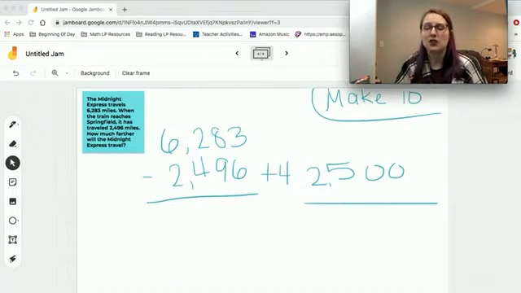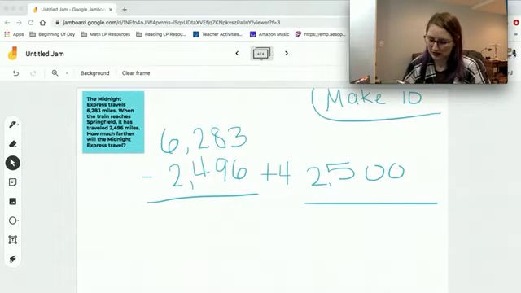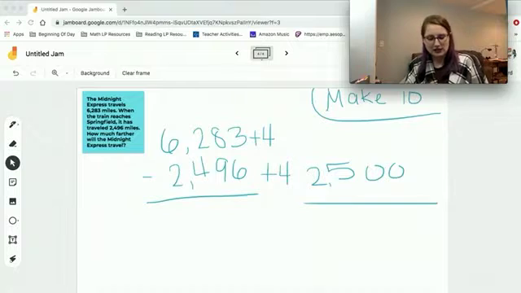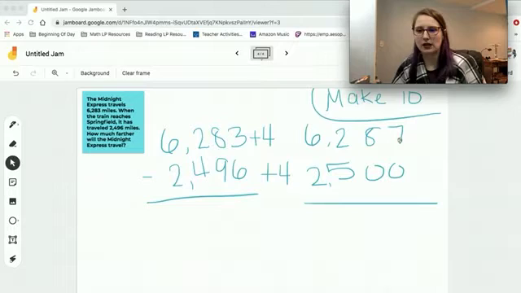Again, I want to make these numbers easier. And because this is a subtraction problem, whatever I do to the top or bottom, I have to do to the other number. So I can either do that at the end or I can do it right now. I like to do it at the end just because it makes it easier, but it doesn't matter. We'll do it at the beginning for this example. So since I am adding 4 here, I'm also going to add 4 to this number. 6,283 plus 4, I know, is 6,287. 4 plus 3 equals 7.